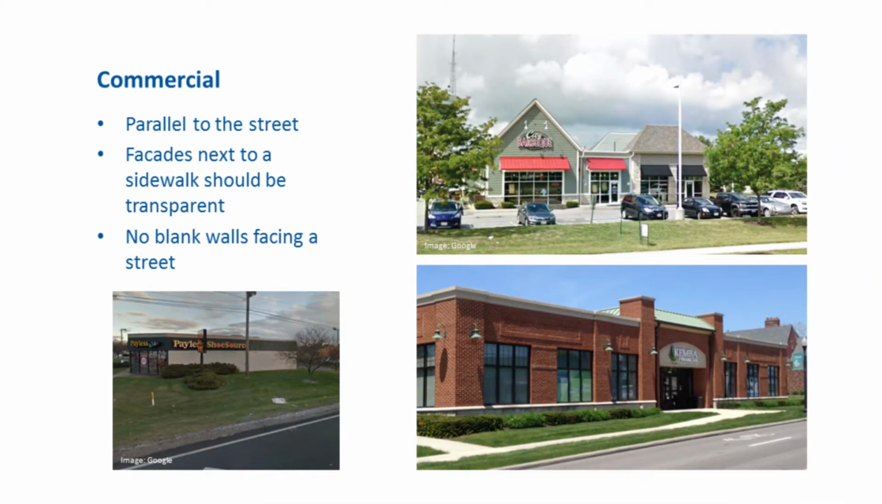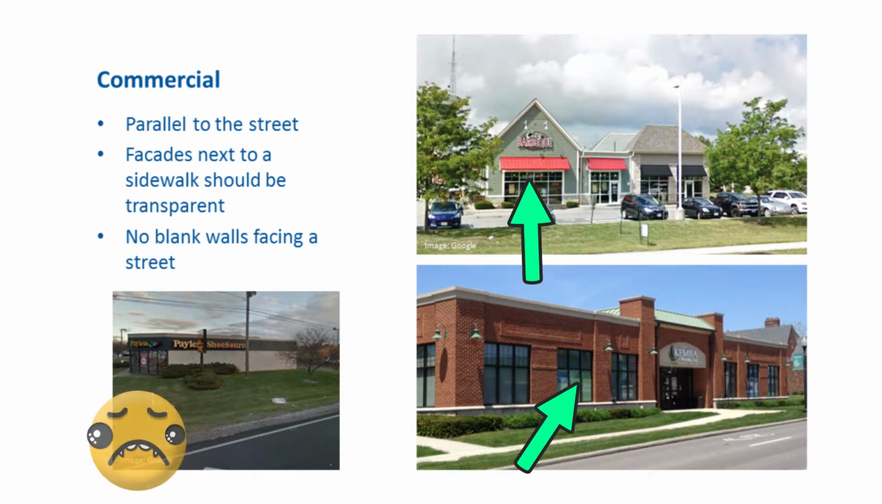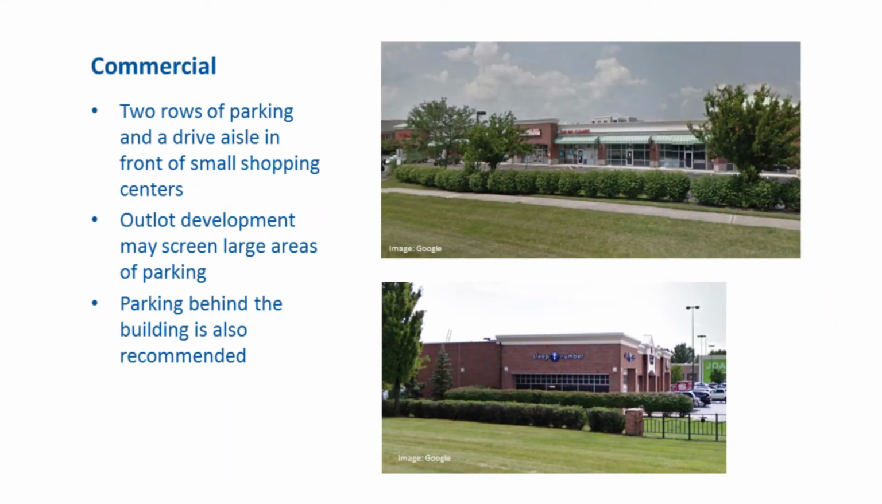For commercial development, guidelines recommend buildings be placed parallel to the street and should be transparent and include high-quality design and materials. Blank walls are not recommended to face a street. For commercial retail development, the guidelines recommend small-scale shopping centers should only have 2 rows of parking and a drive aisle or provide parking behind the building. Large-scale shopping centers may use outlet development to screen the main parking areas.